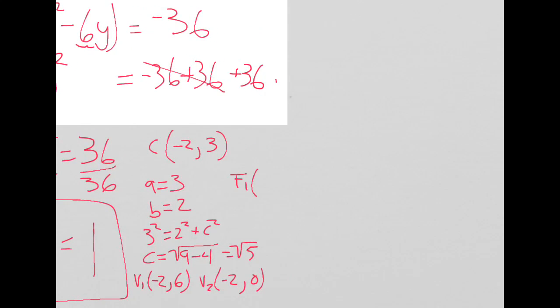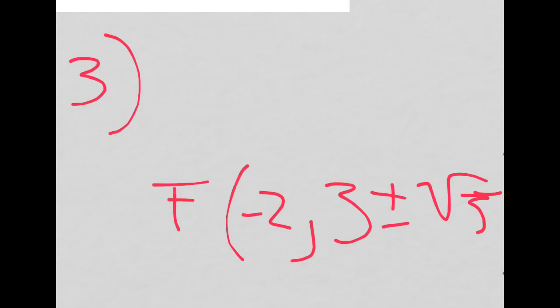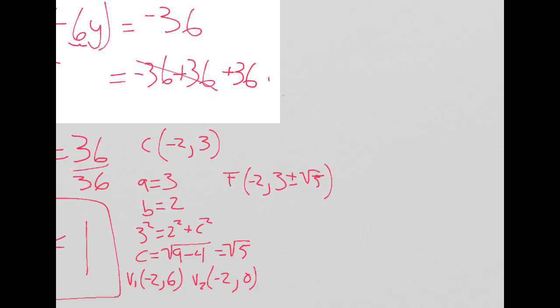And now I want to go ahead and write the coordinates of the two foci. So focus 1, again, same x value. My focal length is root 5, so I'm actually going to write this one as just 3 plus or minus the square root of 5. And that is totally fine right there. That's going to be both of the foci written in the simplest form right there. Negative 2, 3 plus or minus the square root of 5. Eccentricity is going to be c, which is the square root of 5, over a, which is 3. So eccentricity equals root 5 over 3.